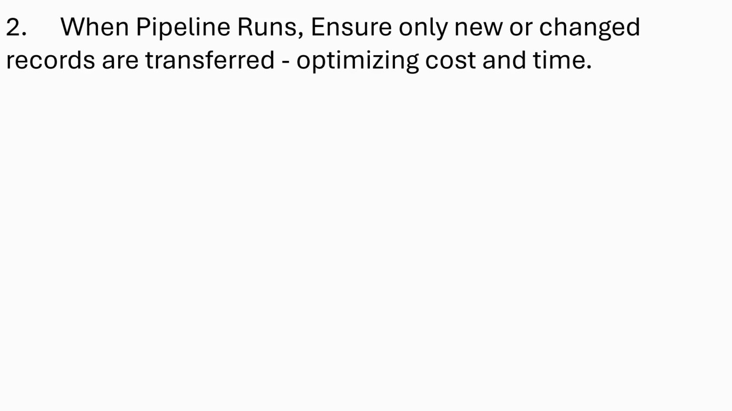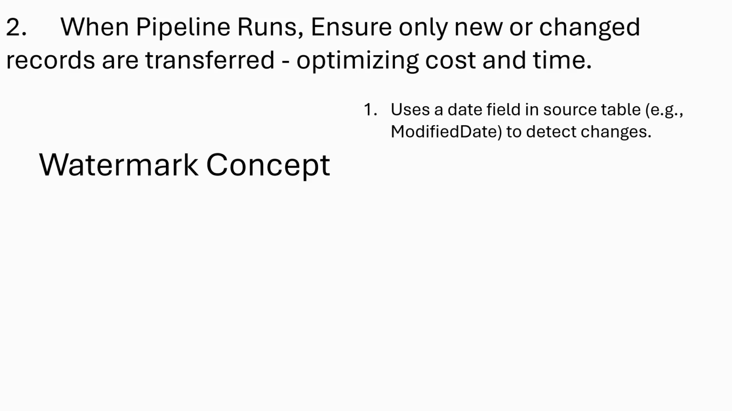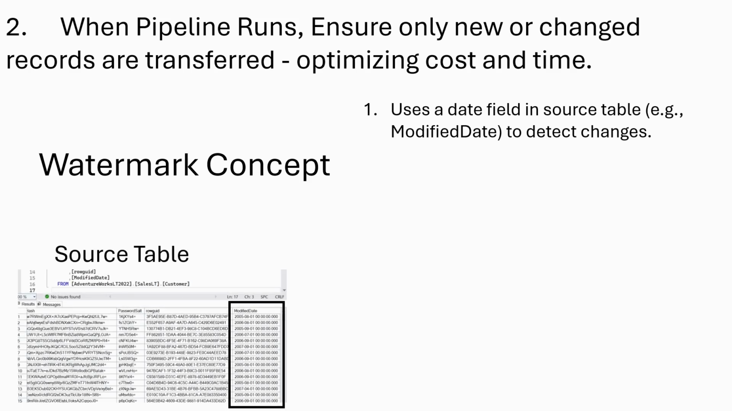We also want to ensure only new or changed records are transferred. That is one way to optimize cost and time. How we can implement this is where the watermark concept comes in. Basically, we want to utilize the date field in the source table. There is always a data ingestion date or modification date for each source table, and we want to utilize this date field to detect new or updated records.